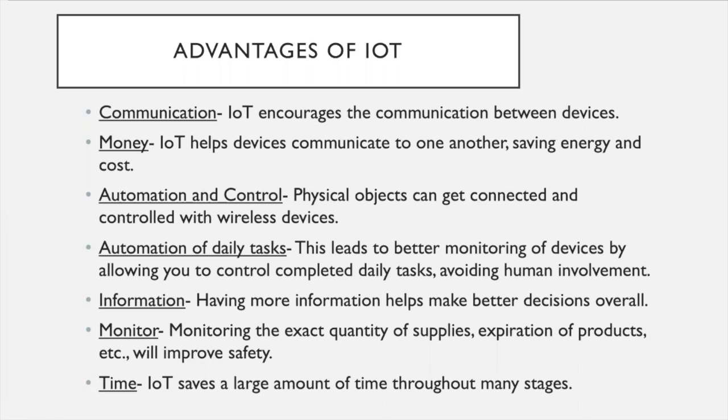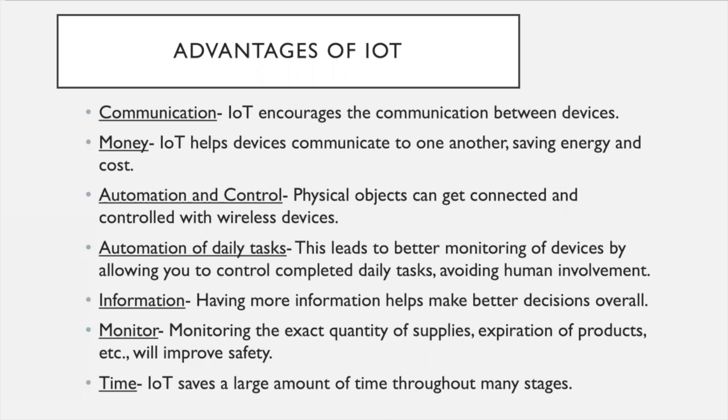Advantages of IoT. Communication. IoT encourages the communication between devices. Because of this, the physical devices are able to stay connected, and total transparency is available with fewer problems and greater quality. Money. IoT helps devices communicate to one another, saving energy and cost. This allows the data to be shared between devices, making the systems efficient.